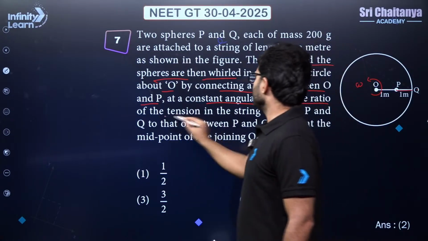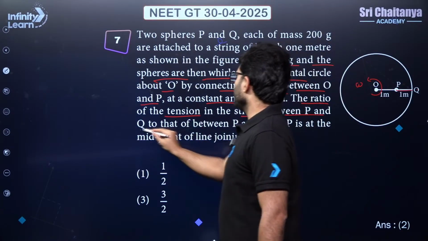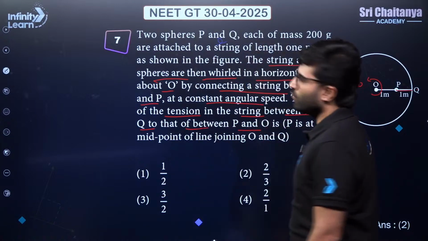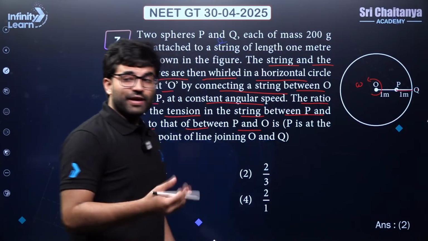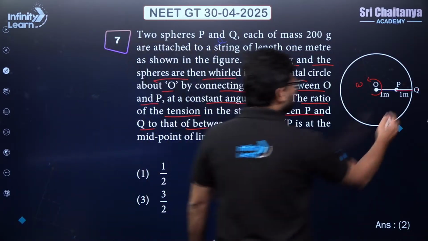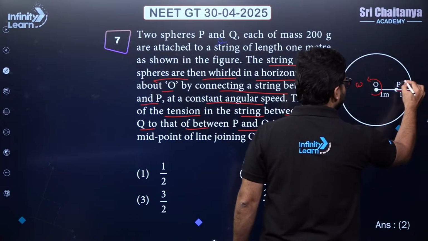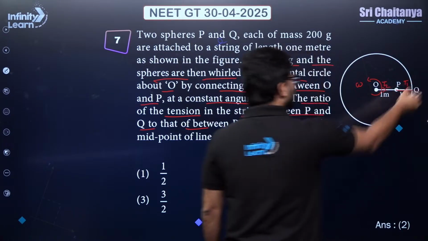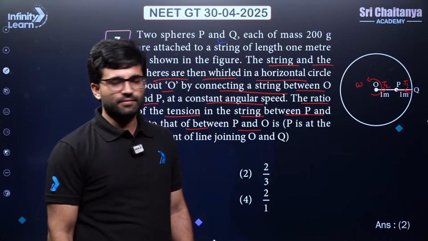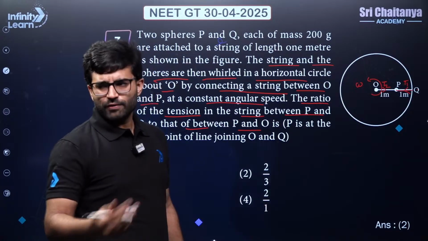The ratio of the tension in the string between P and Q to that between P and O is... So basically what are they asking? They are asking you the ratio of the tensions. Where are they asking you the ratio? They are asking you the ratio of tension here. Let's say the tension here is T1 and let's say the tension here is T2. So basically they are asking you T1 by T2, right? This is what they are asking you. Okay. So let us do it one by one, right?